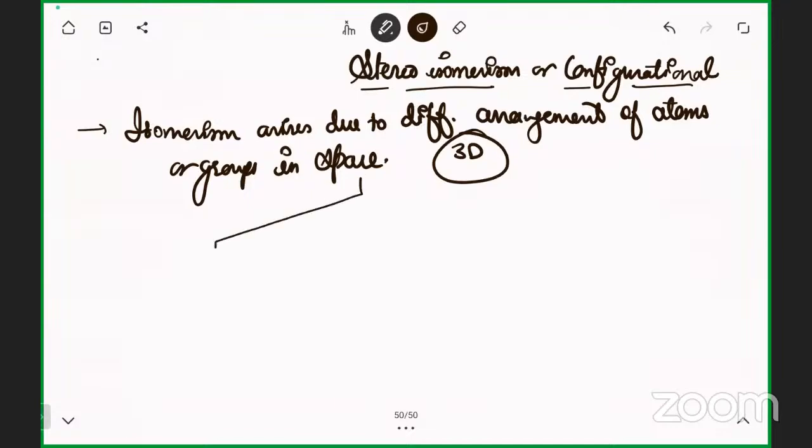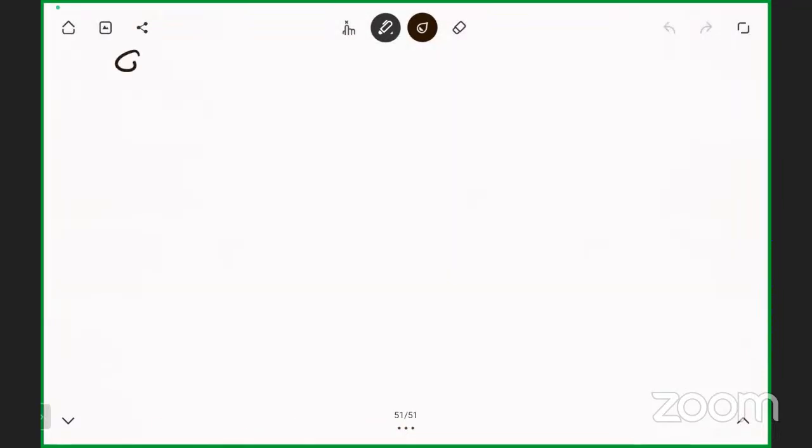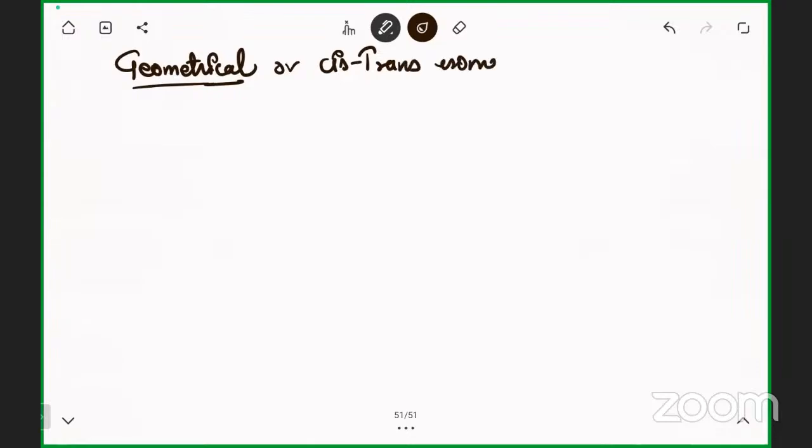So generally we have 3 types of stereoisomerism. First one is the geometrical, second one is the optical, third one is the conformational. So let's start first with the geometrical isomerism, or you can say cis trans isomerism.